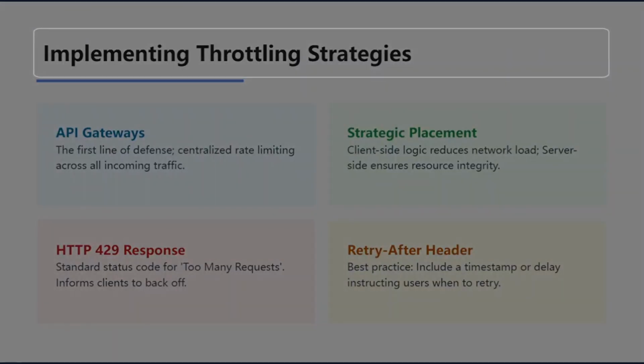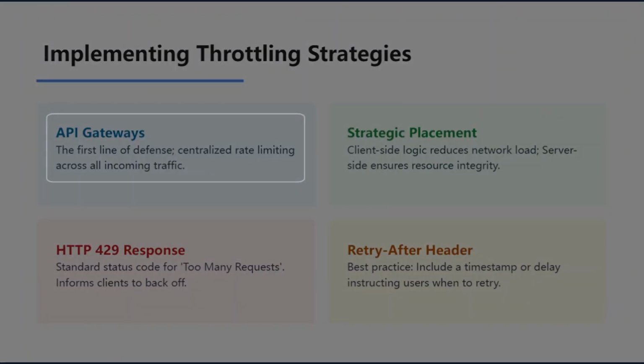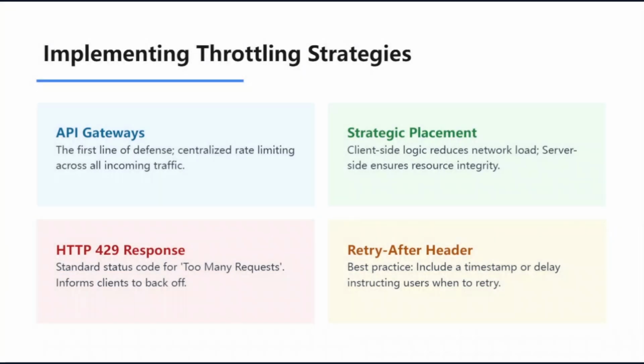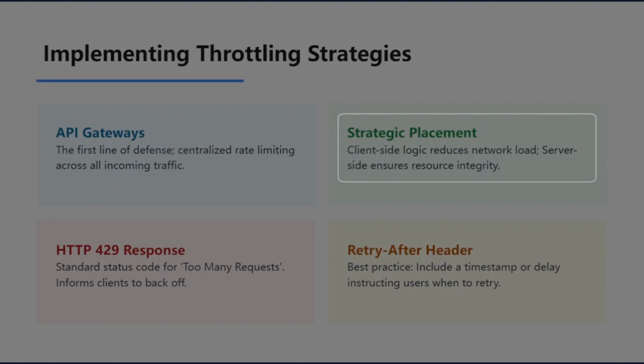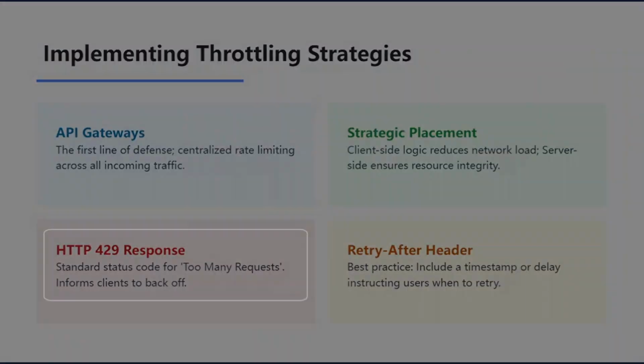Now that we've covered the theoretical algorithms, let's look at how we actually implement these throttling strategies within a real-world architecture. It's not just about the logic, but about where that logic lives. In most modern systems, your API gateway is the first line of defense. By centralizing rate limiting here, you protect all your downstream microservices at once, preventing them from being overwhelmed before the request even reaches them. However, implementation isn't strictly a server-side concern. Strategic placement also involves the client. If we can include logic in our mobile or web apps to proactively reduce request frequency, we save on network overhead and provide a much better user experience.